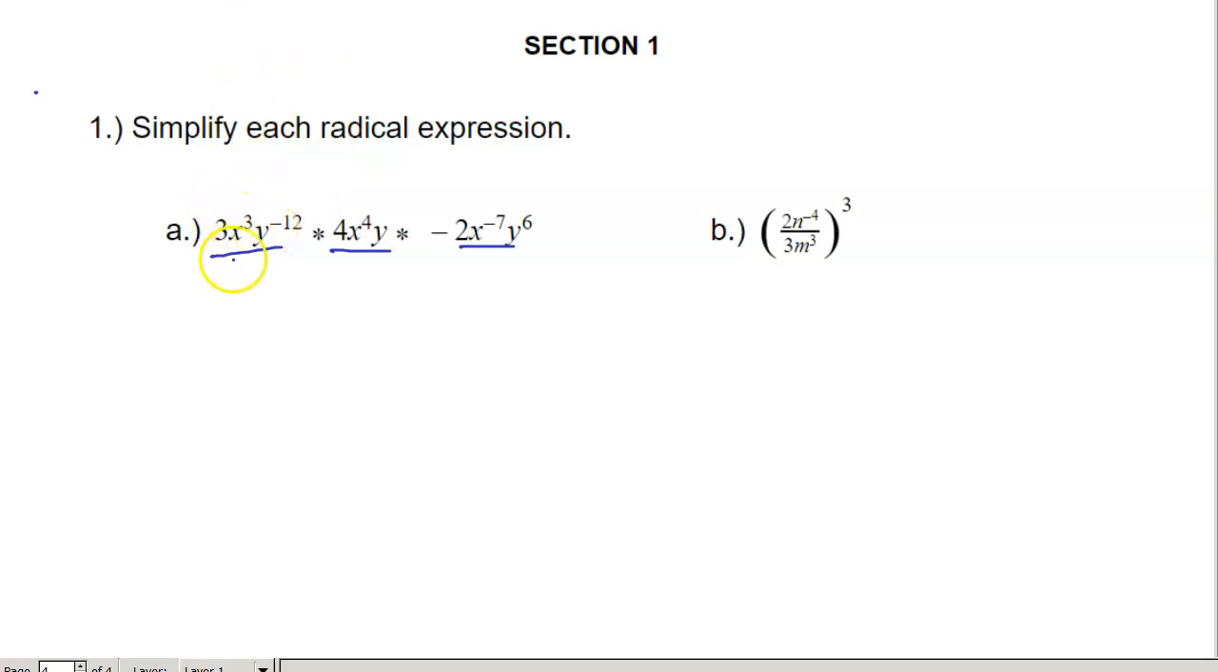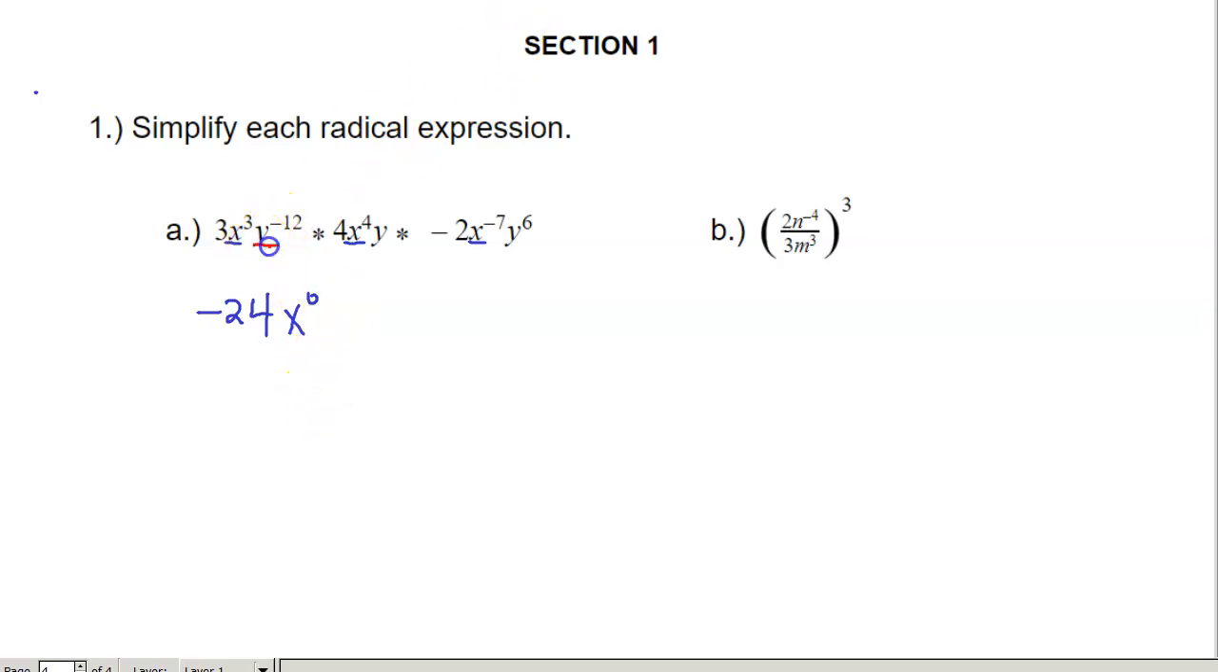So we're just going to multiply the numbers together. So we have 3 times 4 times -2. So that's going to be 12. That'd be -24. And then we have the x's to multiply together. So again, we're going to add the exponents. So I have 3 of them. I have 3 plus 4 plus -7. That's going to give me an x to the 0.